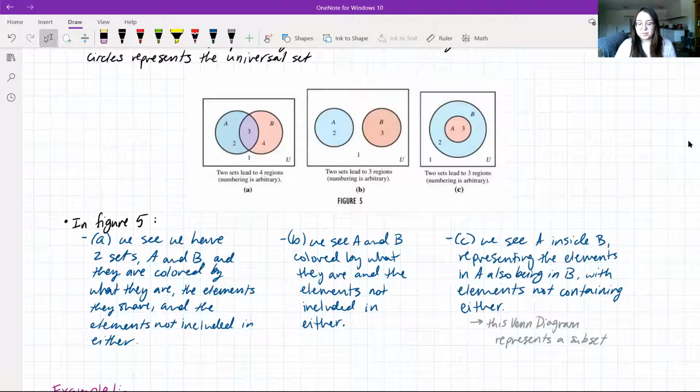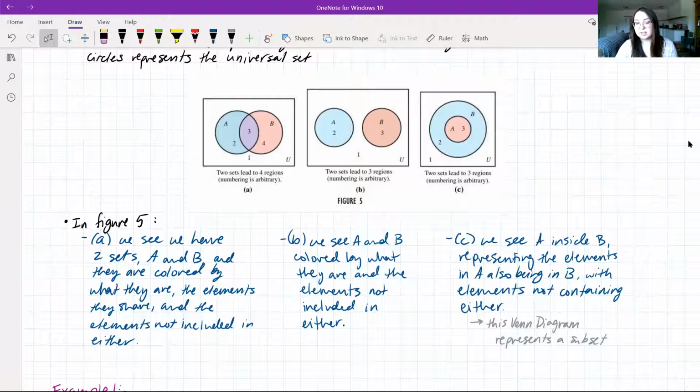Then in figure B, which says 2 sets lead to 3 regions, we see there's only 3 regions in this case because we have the universal set, or all the space in between the 2 circles. And then we have A, which is 2, and then B, which is 3. They don't overlap at all, so there's only 3 regions that we're even considering.